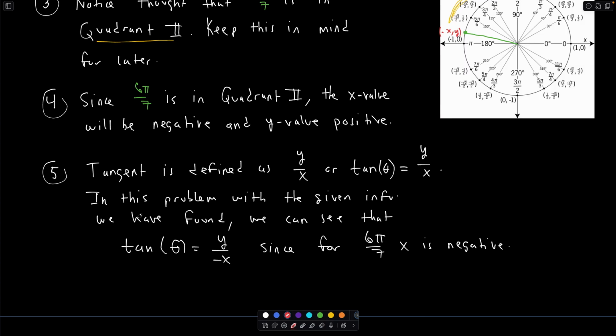Now in this particular problem, with our given info that we found, we can see that for tangent theta, that's actually y over negative x. So this is saying tangent is going to be negative, right? So tangent is negative. That's what we're saying here. So whatever I plug in, I'm going to have to find a negative tangent reference angle, all right?